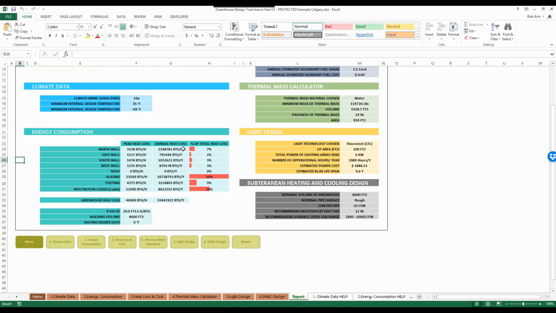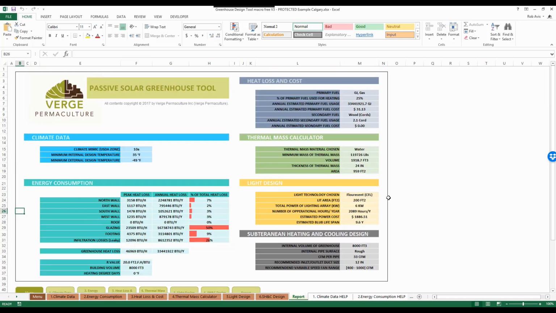You'll notice that each of the different categories have their annual heat loss. We have a total heat loss per year. And this is based on the R value, the building volume, and the heating degree days that you entered in the climate data. So if any of this information is going to change, this is a great time to go back and play around with the energy consumption sheet number 2.